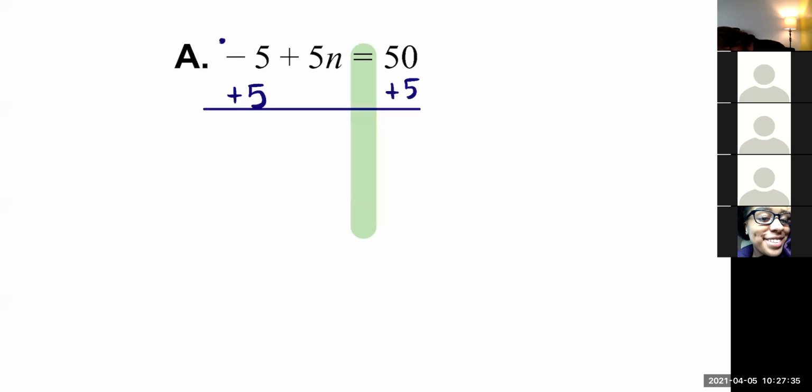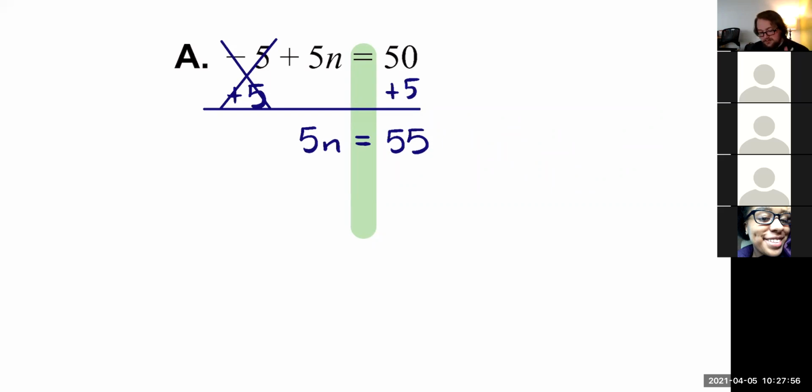On the left, the -5 + 5 is 0, which makes it disappear. I like to see that. So I bring down the +5 in. On the right, 50 + 5 is going to give me 55. But we're not done yet, because the variable is not by itself yet.